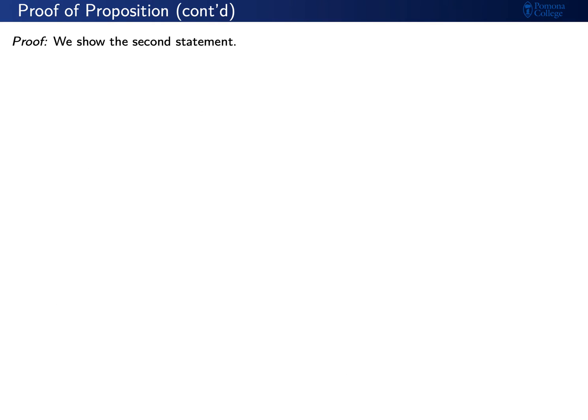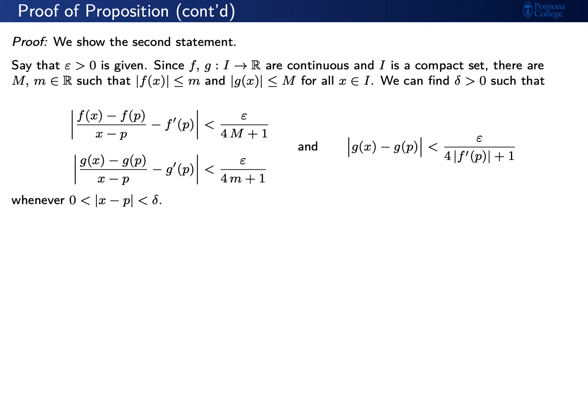Now let's show the second statement, which is the product rule. Let's say that epsilon positive is given. Since f and g are continuous and I is a compact set, we know that there must exist real numbers capital M and lowercase m such that the absolute value of f of x is less than m and the absolute value of g of x is less than capital M for all x in our closed interval I.